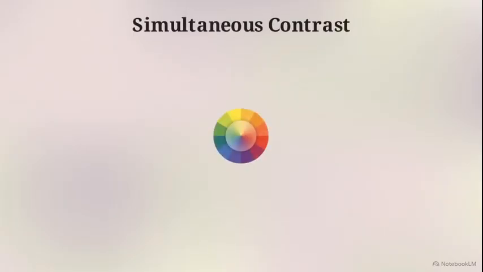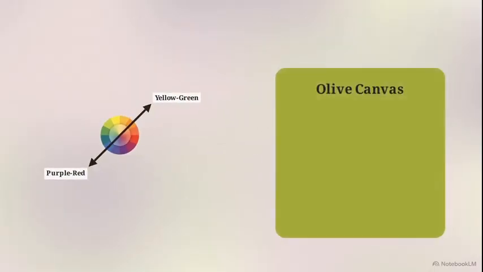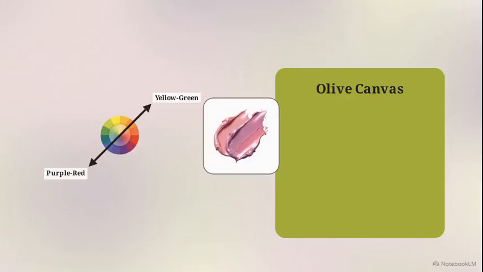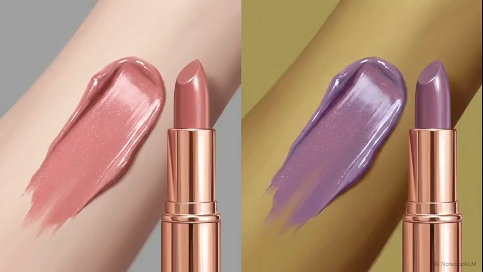This color wheel shows the physics of simultaneous contrast. Yellow-green sits directly opposite purple-red. Because olive skin has a heavy yellow-green base, a standard pink swatch placed against it optically vibrates, forcing the pink to appear purple. This optical illusion explains why a rose-toned lipstick looks balanced on a friend, but turns into a cool, bruised purple on olive skin.